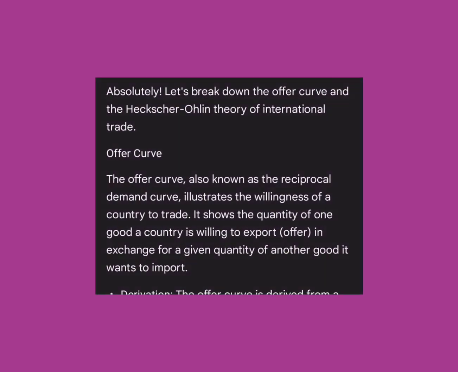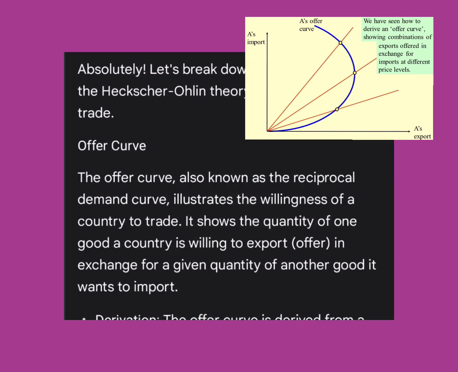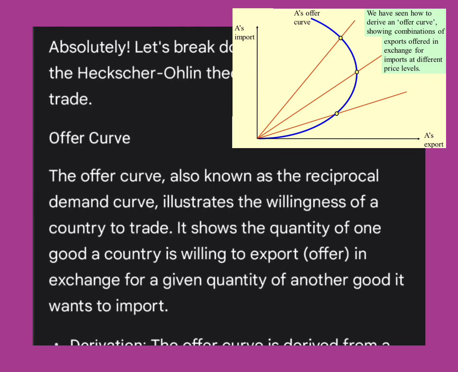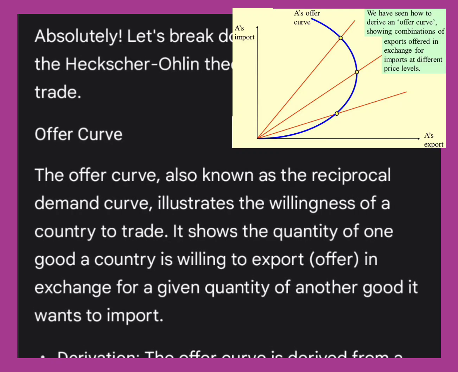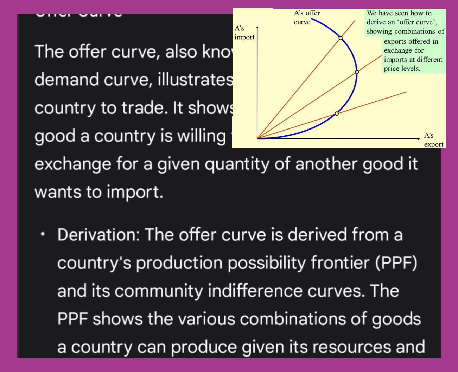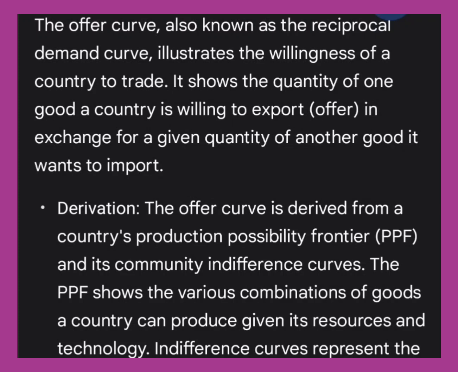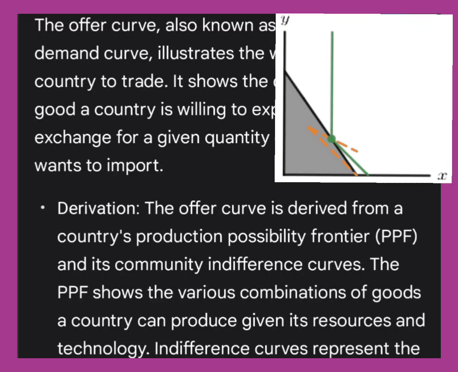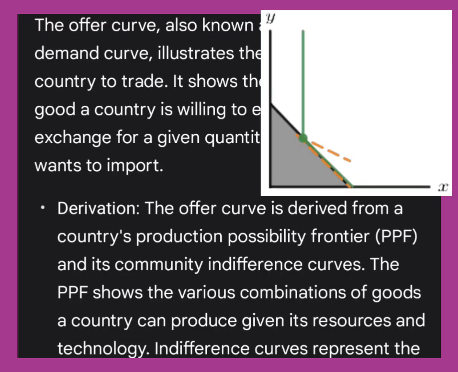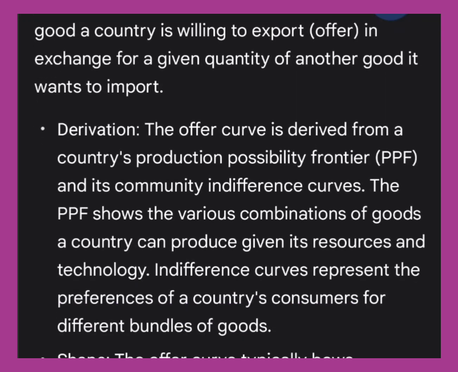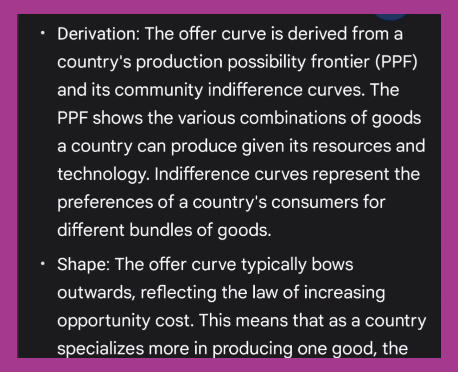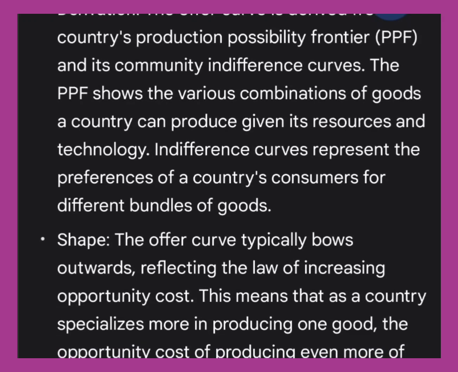The offer curve, also known as the reciprocal demand curve, illustrates the willingness of a country to trade. It shows the quantity of one good a country is willing to export, or offer, in exchange for a given quantity of another good it wants to import. Derivation: the offer curve is derived from a country's production possibility frontier, PPF, and its community indifference curves.